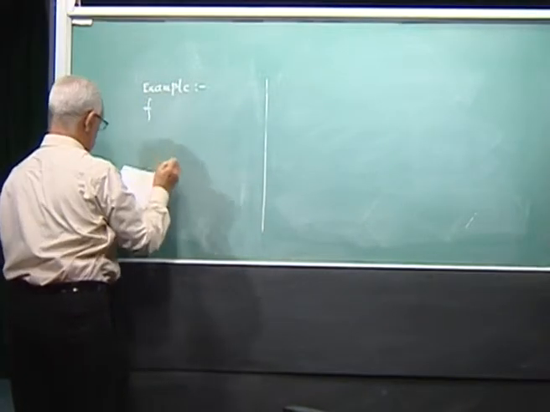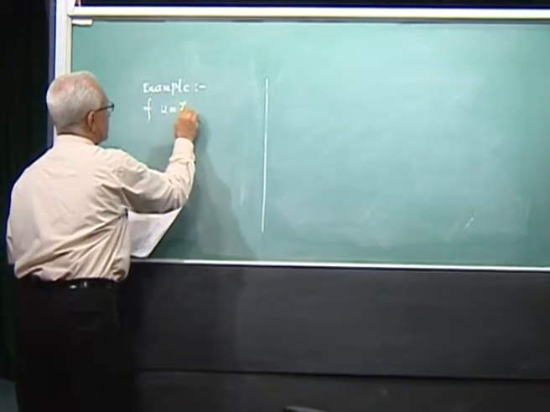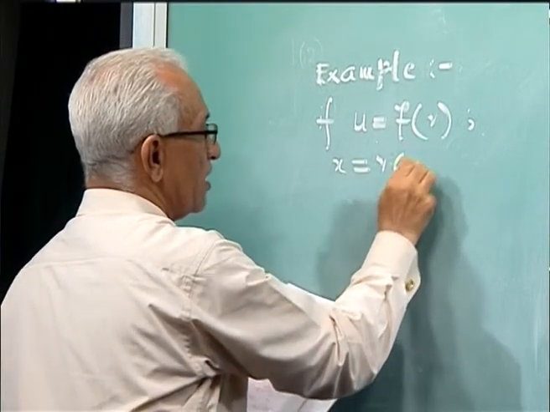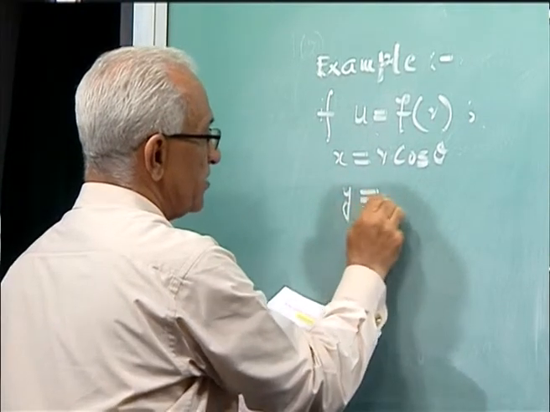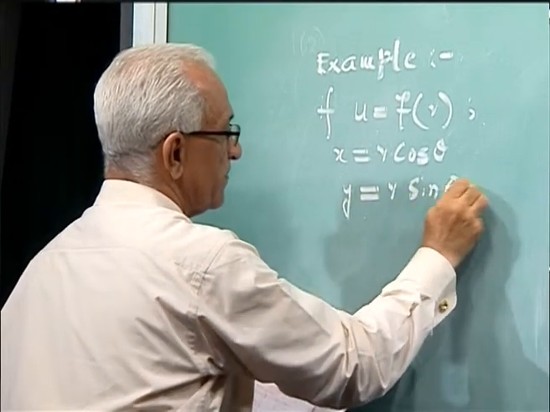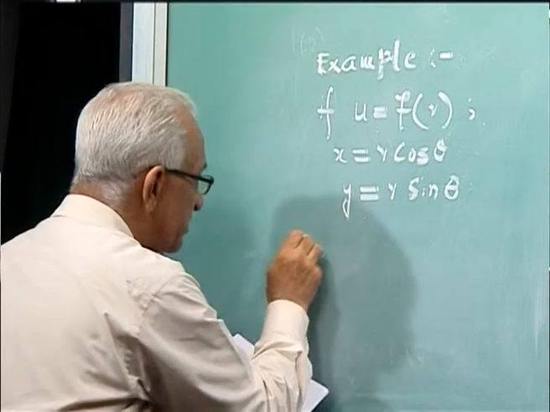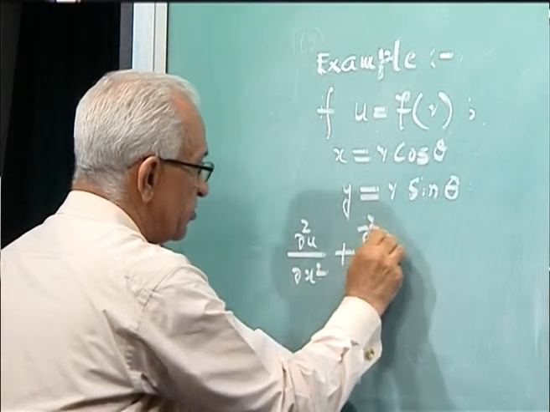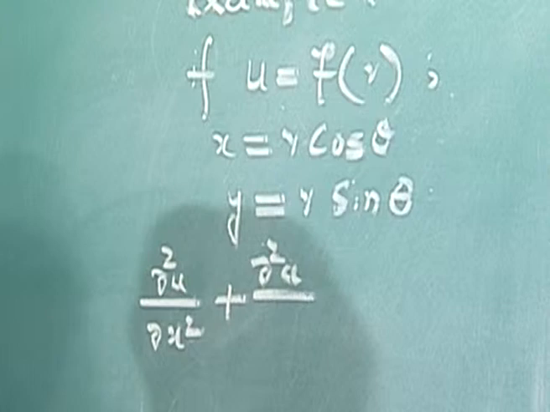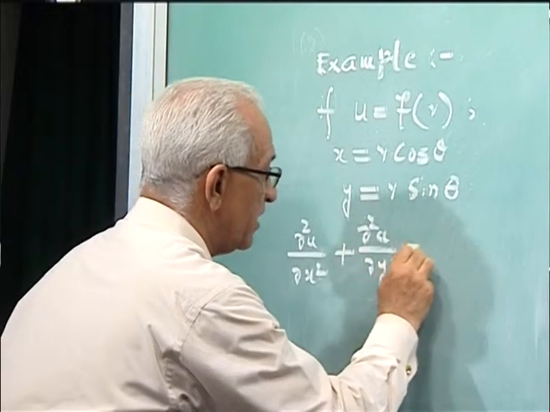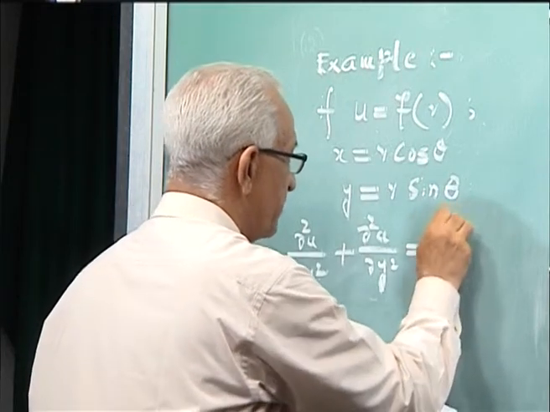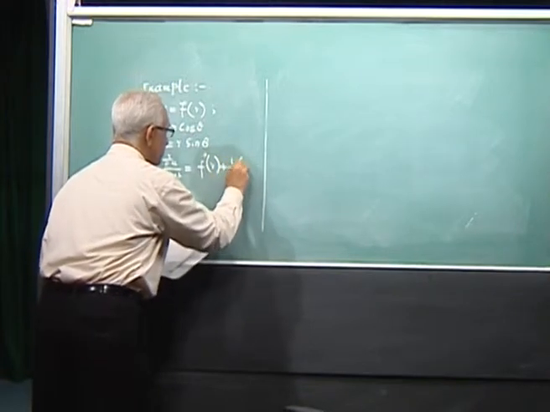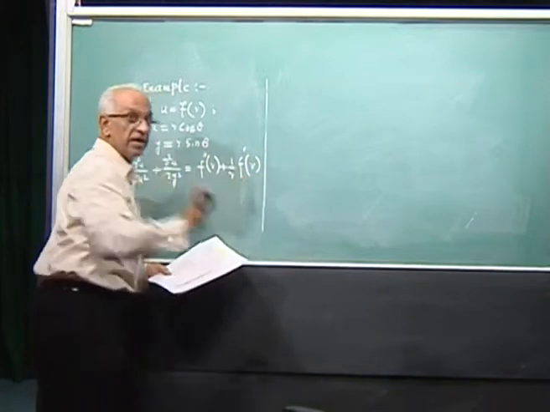if u is a function of r, where x is equal to r cos theta, y is equal to r sin theta, then you are to prove that d2u dx square plus d2u dy square is equal to f double dash r plus 1 upon r f dash r. We will make the solve.